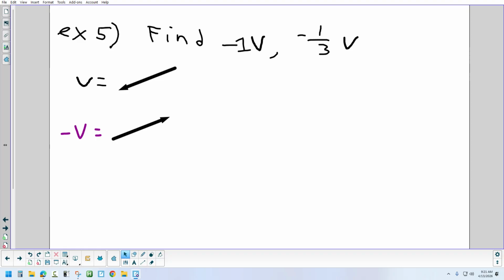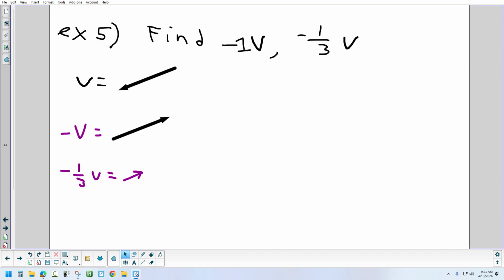For the -1/3 v, again, I don't really have a way to do that unless I use a grid to measure it. But I've already got v flipped, so that's the negative, and just make it 1/3 as long. So I'll just estimate, maybe about like that. Okay. So any question on finding a scalar product where the scalar is a negative?